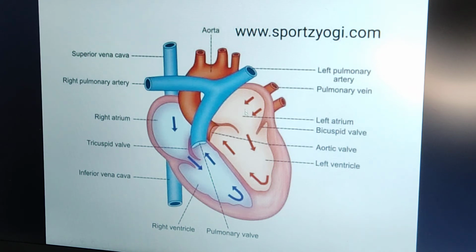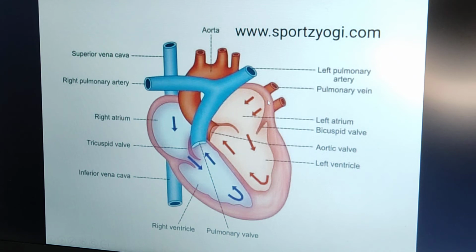Now in the left atrium, what type of blood is there? Highly oxygenated blood is there in the left side of the heart. This oxygenated blood is ready to enter into the left ventricle. But here also one more valve is there. That is nothing but the bicuspid valve. It is also called the mitral valve. So between the left atrium and the left ventricle, one valve I told, it is the bicuspid valve.